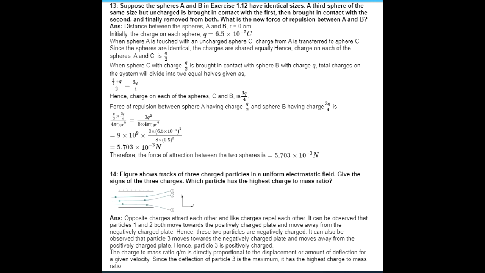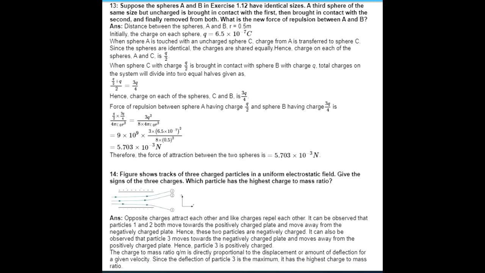So the force of repulsion between sphere A having charge q/2 and sphere B having charge 3q/4 is, according to the relation, kq1q2/r². Using the values of q1 and q2 from the previous case, it comes to around 5.703 × 10⁻³ Newton. So this way the force changes. It is almost 3/8 times the initial force.